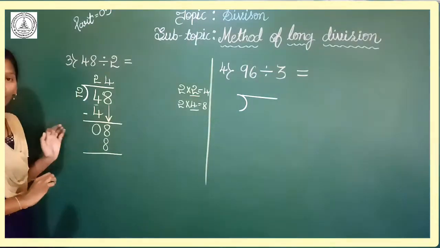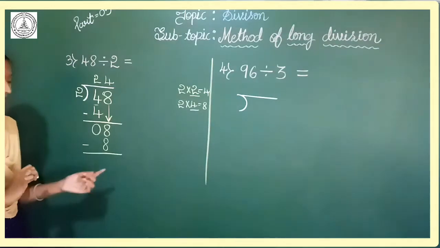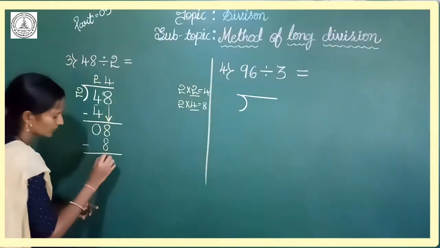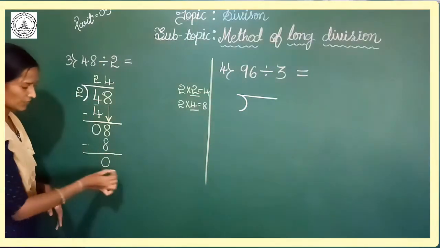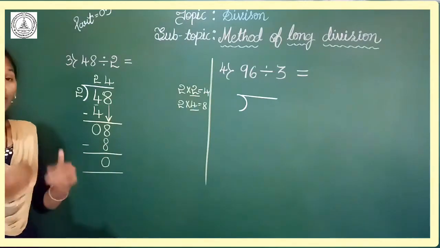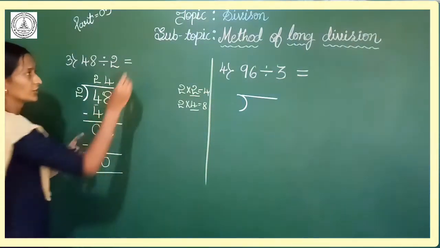So next, what is our next step? Subtract it. So 8 minus 8 is 0. So write down here 0. So what is our remainder? Here 0 is our remainder. So what is our quotient? So the quotient is 24.